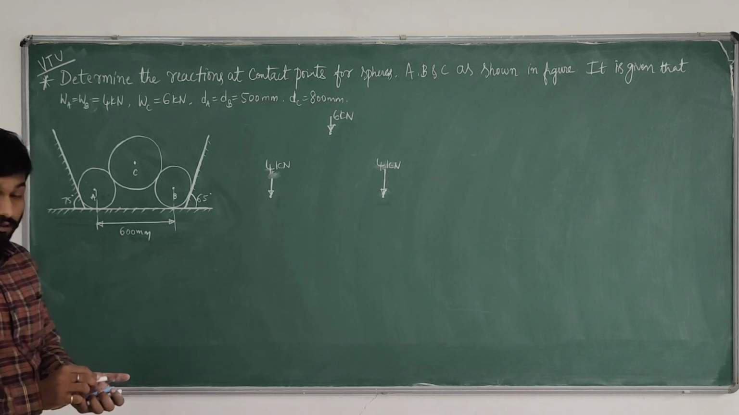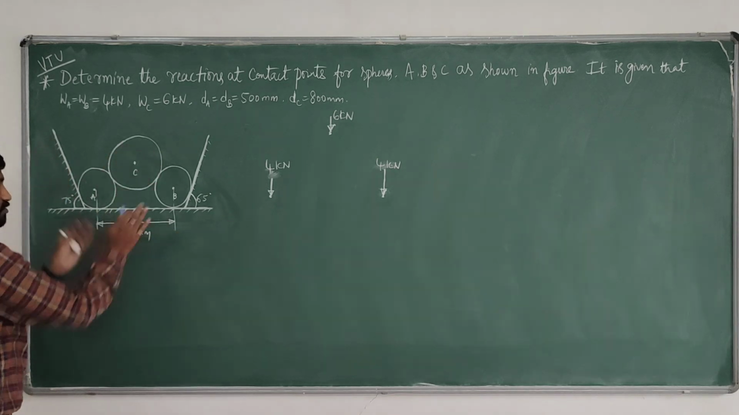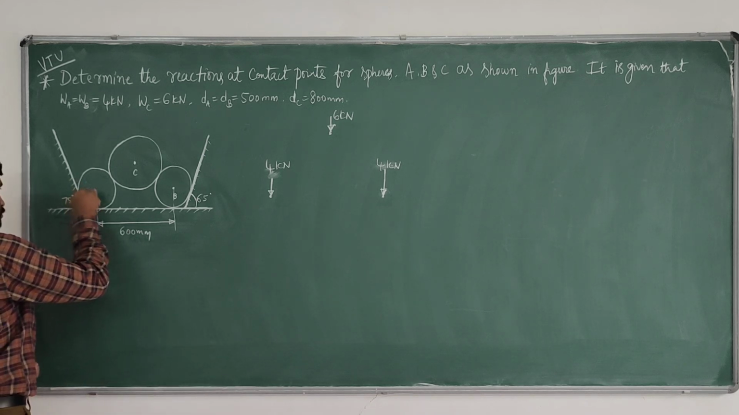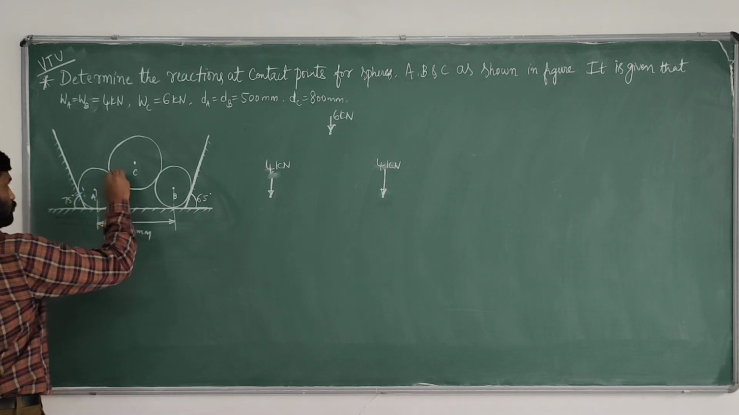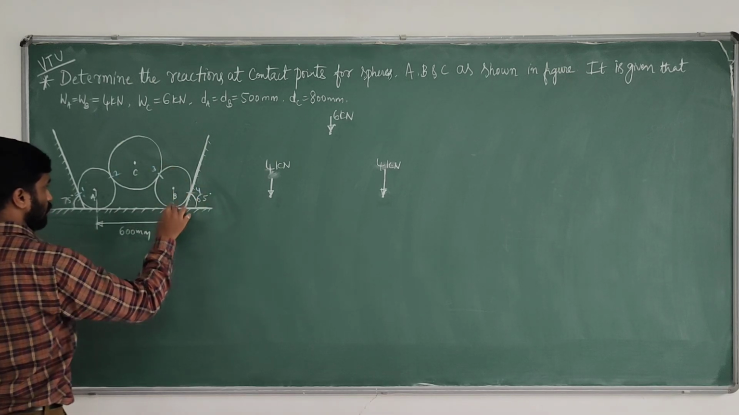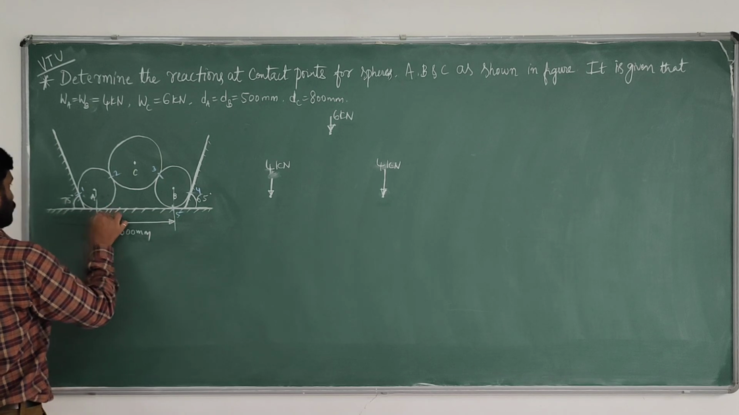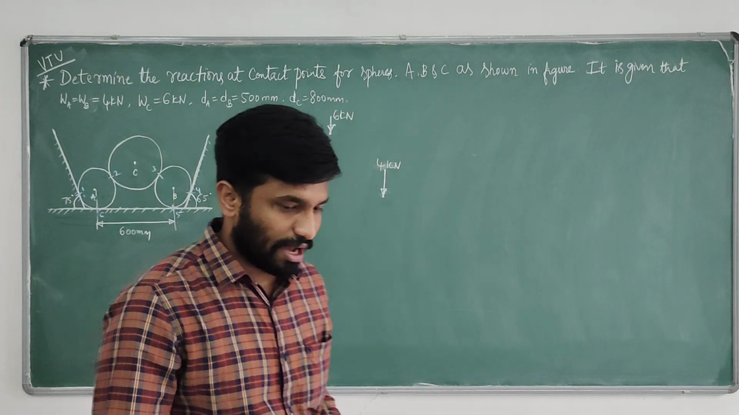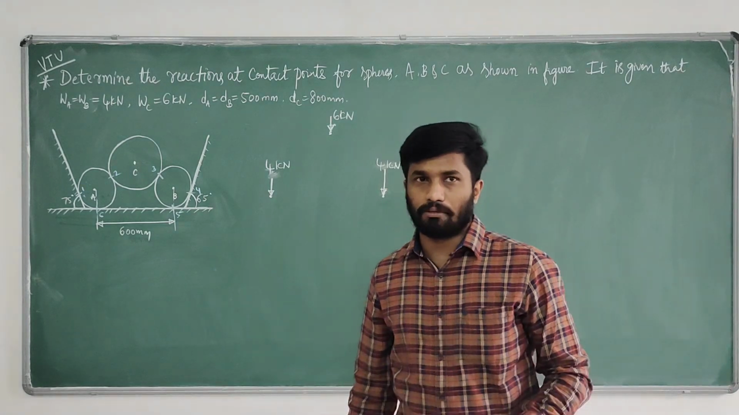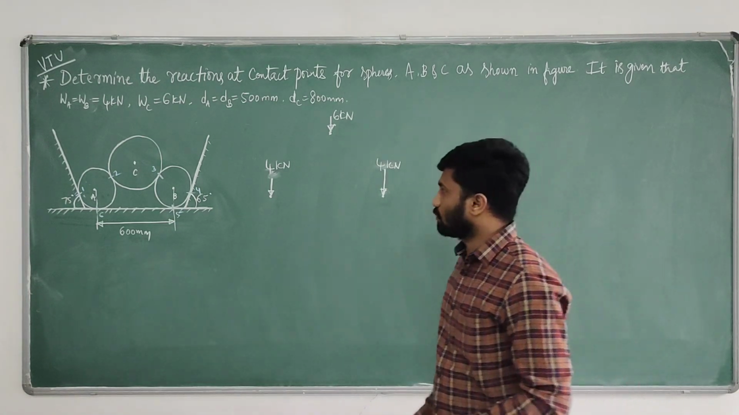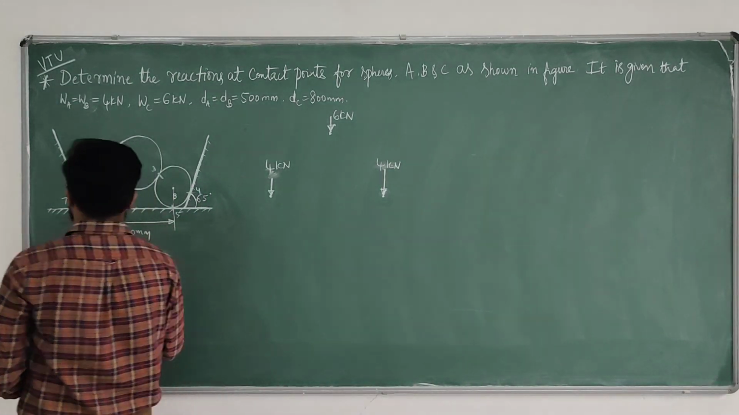Next, we have to identify the contact surfaces by looking at this. How many contact surfaces? Here we have one contact surface, here 2, here 3, here 4, here 5, and here 6. In total we have 6 contact surfaces. So we have to determine R1, R2, R3, R4, R5, and R6.